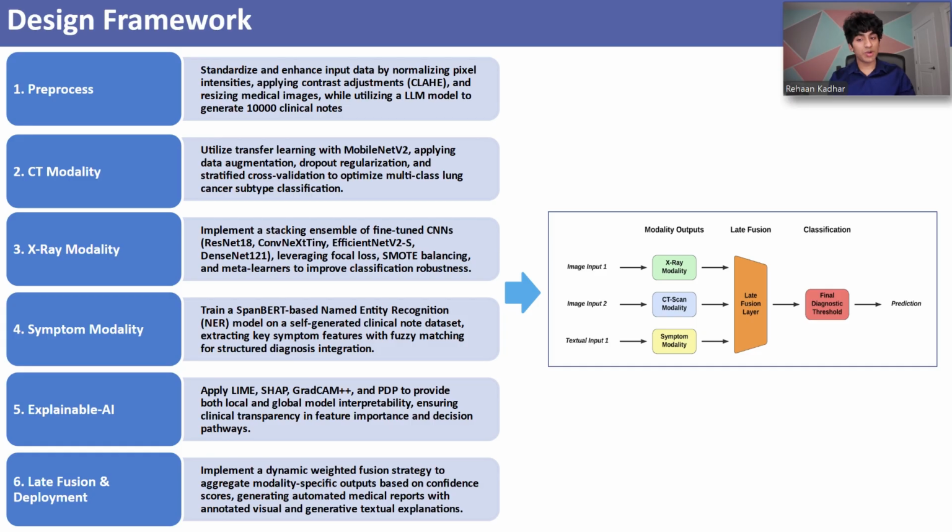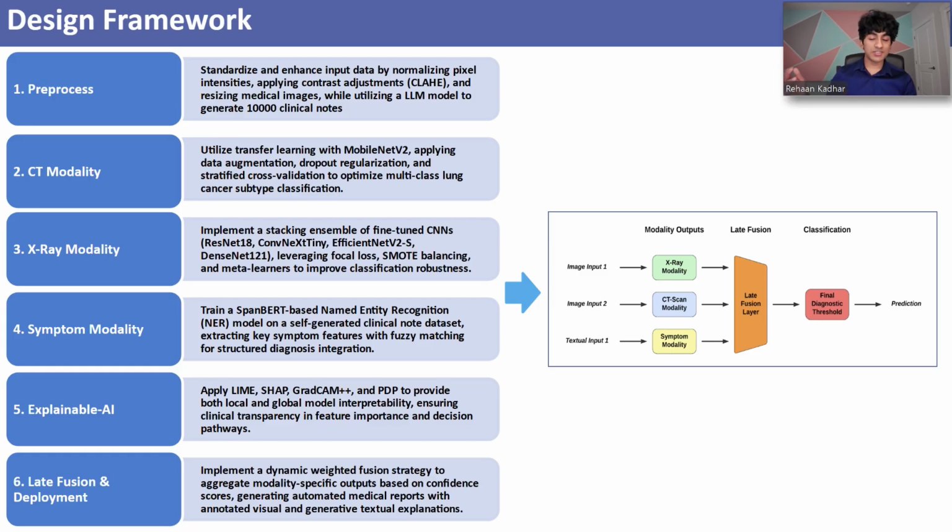We then focus on the symptom modality, the final modality we train a model for, training a span-based named entity recognition model on a self-generated clinical note dataset, extracting clear symptom features with fuzzy matching for structured diagnosis integration. After we finish developing all three independent models, we work on adding explainable AI techniques for each of these separate modalities, where we apply techniques like LIME, SHAP, Grad-CAM, and PDP to provide both local and global model interpretation, ensuring clinical transparency in feature importance and decision-making pipelines.